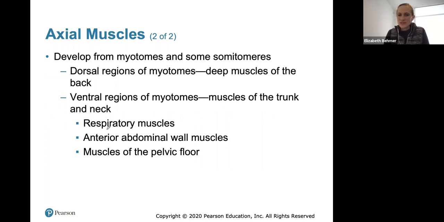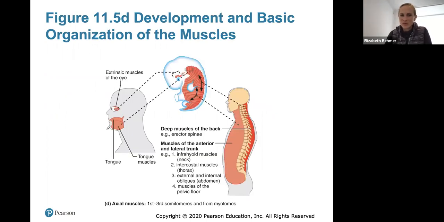The ventral regions of the myotomes, muscles of the trunk and neck, are your respiratory muscles on the front, the anterior abdominal muscles, and muscles of the pelvic floor. So this just shows how muscles will develop from the different myotomes of the embryo and where they'll develop in the body, but I don't ask you guys any questions about muscle development.